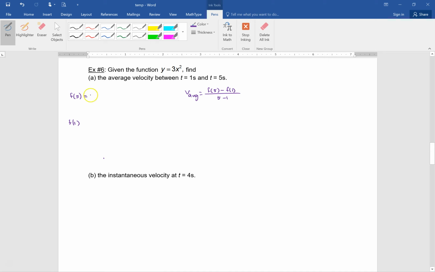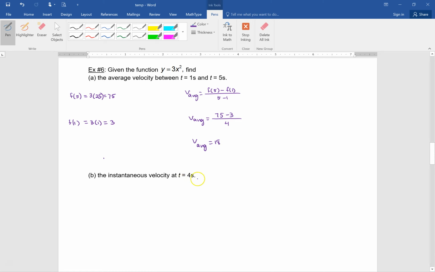So f of 5 is 3 times 25, 75. F of 1 is just 3 times 1, 3. The average velocity is 75 minus 3 over 4. So 72 over 4 is what? 18. Now, if you're not given units specifically, you don't have to put units, but if you are given units somewhere in the problem and you leave them out, then that's wrong.